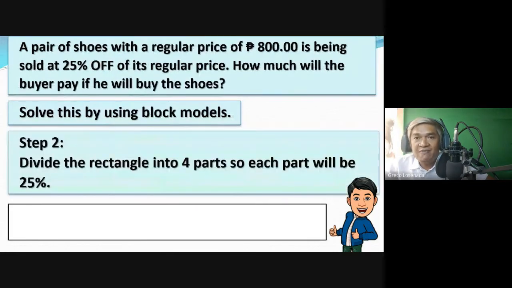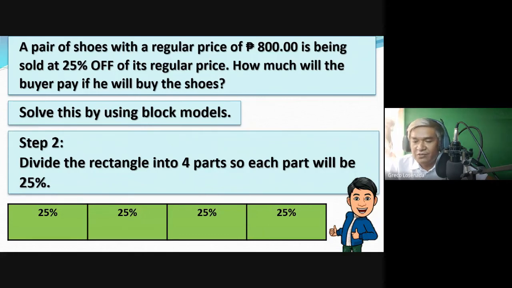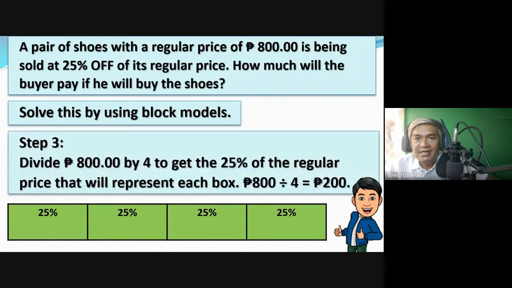The next step is to divide the rectangle into 4 parts. So each part will be 25% because there are 4 25% in 100%. That's why we divided by 4. Then divide 800 by 4 to get the 25% of the regular price that will represent each box. So if we divide 800 pesos by 4, we will get 200 pesos. So each box will contain 200 pesos.